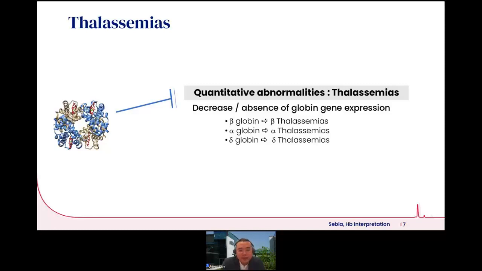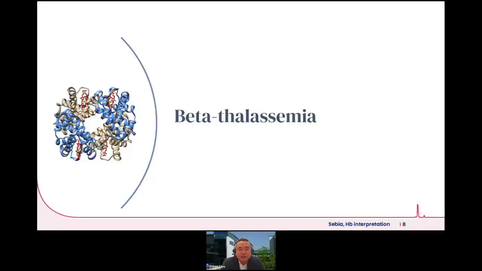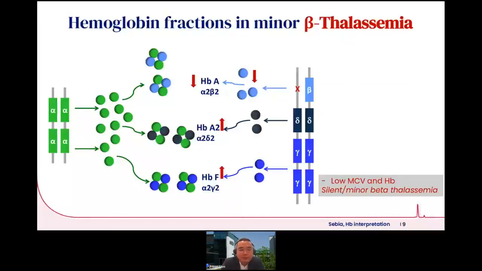So what are thalassemias? Thalassemias are quantitative abnormalities. They are as opposed to the qualitative abnormalities, which are the variants, which I'm not talking about in this webinar. So for thalassemias, it's always about the quantity decrease of the globin chains leading to the disease, right? And each of the different globin types could result in their respective thalassemias. Let's look at beta thalassemia for a start.